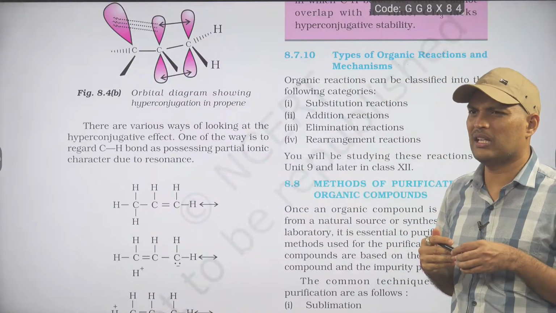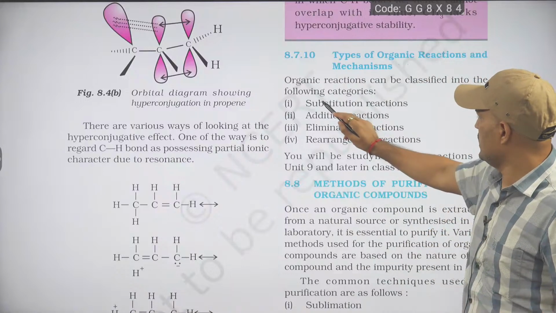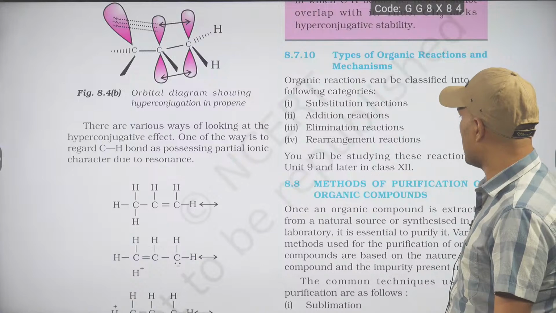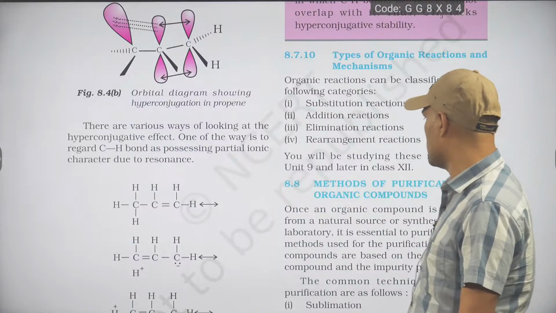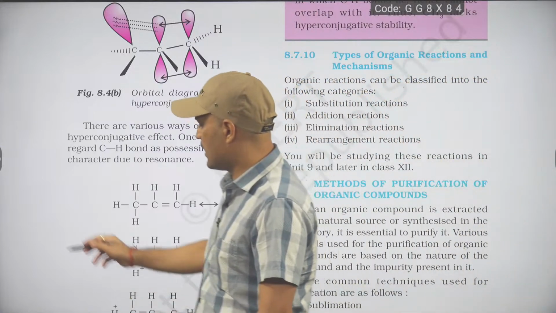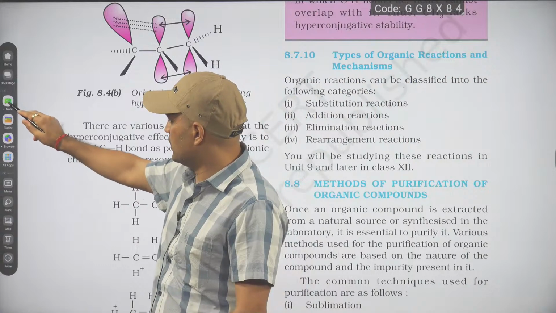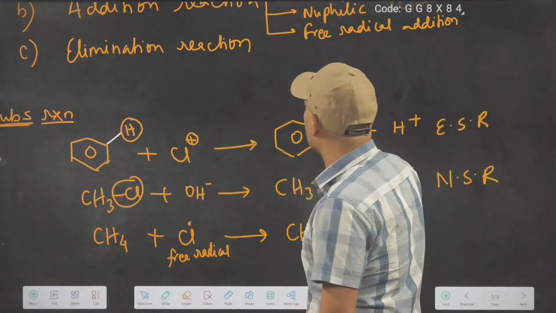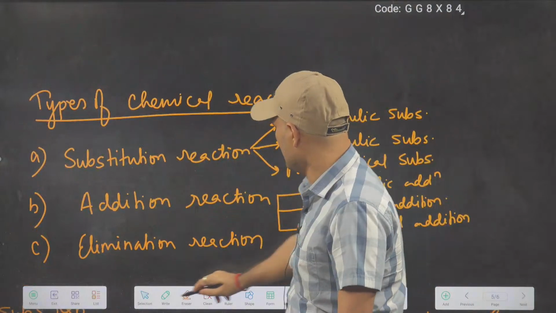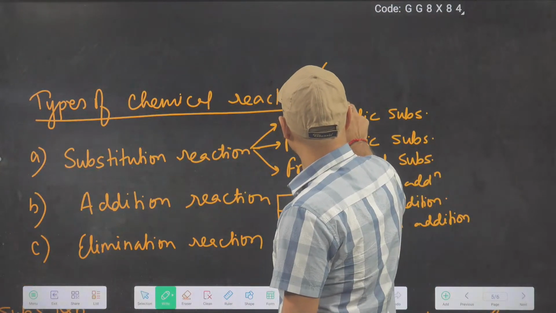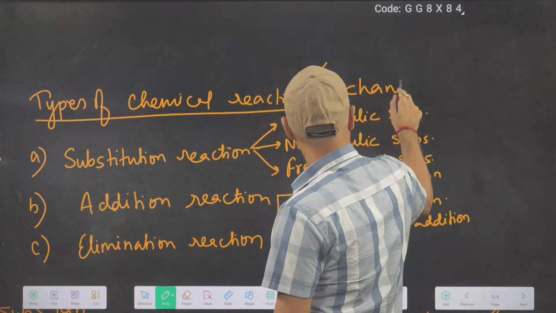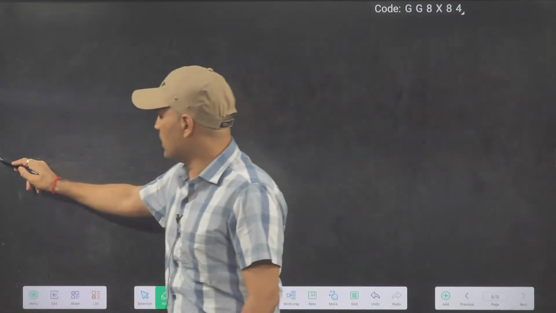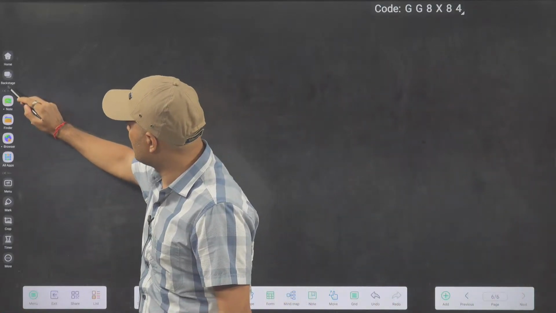Sir, what is this mechanism? So see, these are the things written here. Substitution reactions, addition reactions, elimination reactions, rearrangement reaction. Rearrangement is also written, but we will leave something for future also. The word mechanism is there in NCERT. Chalo, so let's see some questions which are in NCERT.